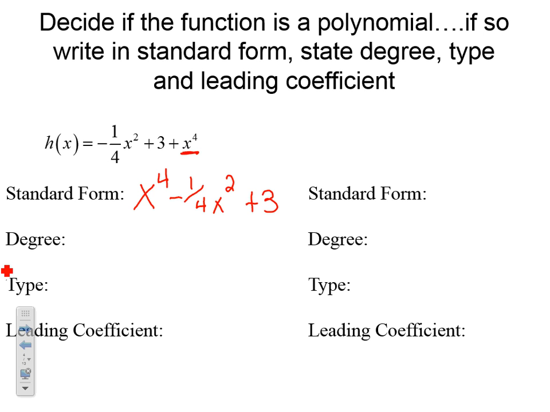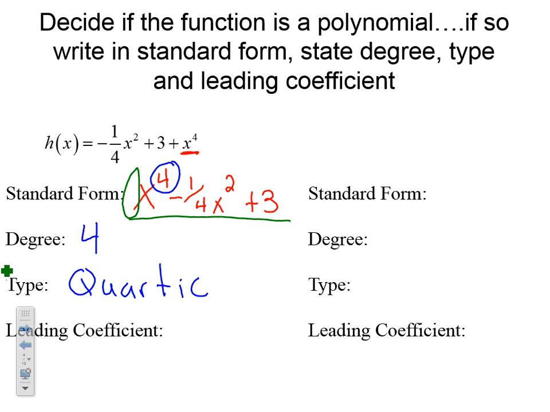Sorry. The degree is the largest exponent. So our degree is 4. Now if you look back at that last note, we go to the degree in that table and we go over and we see that our type would be quartic. Now, the leading coefficient, after we have it in standard form, is the number in the very front. In our case, there's nothing there, so our leading coefficient is just 1.